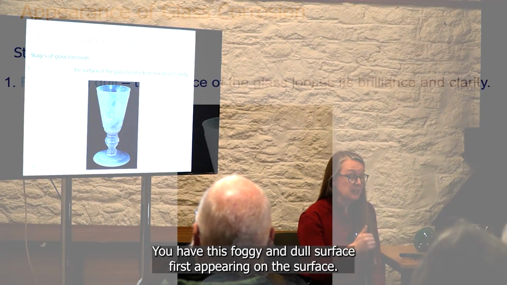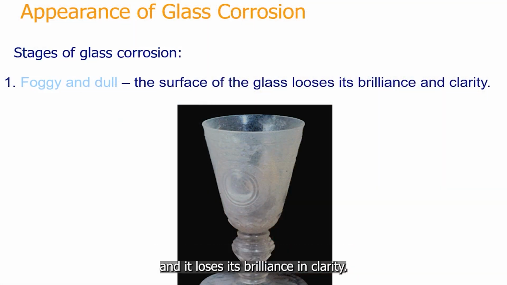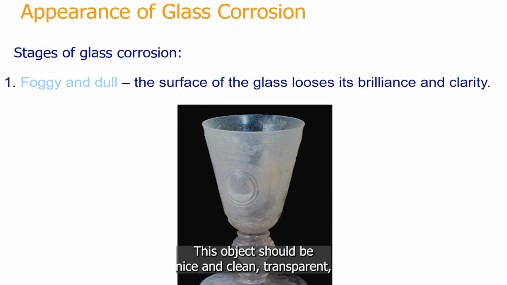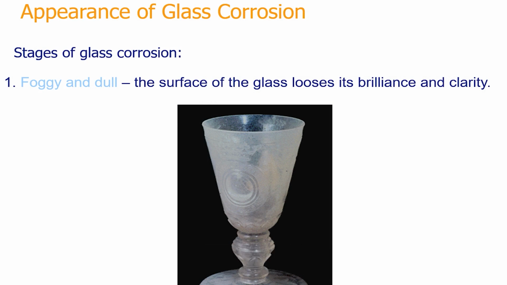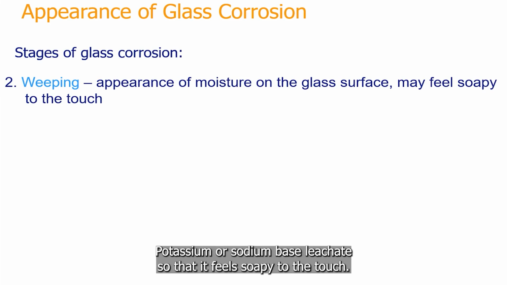When you're looking at your glass objects, these are the stages that you will see happening during the corrosion process. You have this foggy and dull surface first appearing, and it loses its brilliance and clarity. This object here should be nice and clear and transparent. The object can feel wet because of the leachant that's coming out, potassium or sodium-based, so it feels soapy to the touch.